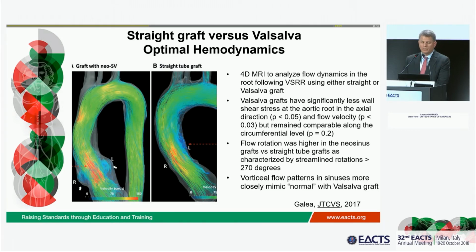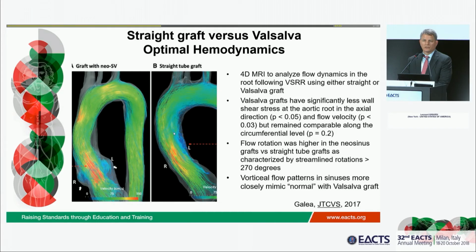We studied, in a small pilot of patients, 4D flow MRI, analyzing the flow dynamics in the root following valve-sparing surgery using either a straight or Valsalva graft. Five patients were done with a Valsalva, 5 with a straight graft. The Valsalva grafts had significantly less wall shear stress and flow velocity in the aortic root, but their circumferential wall stresses were similar. Flow rotation was also higher in the Valsalva sinus grafts, but most interesting are these vortices that you see down here in the sinuses.